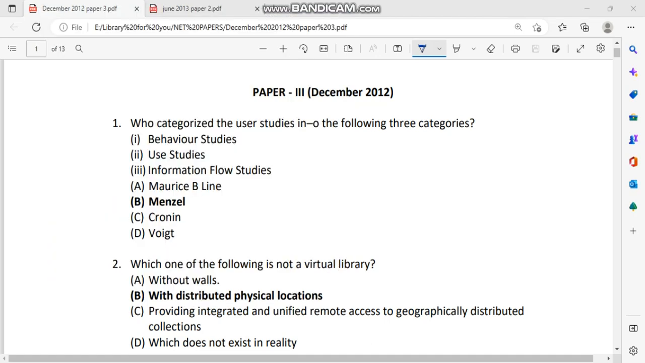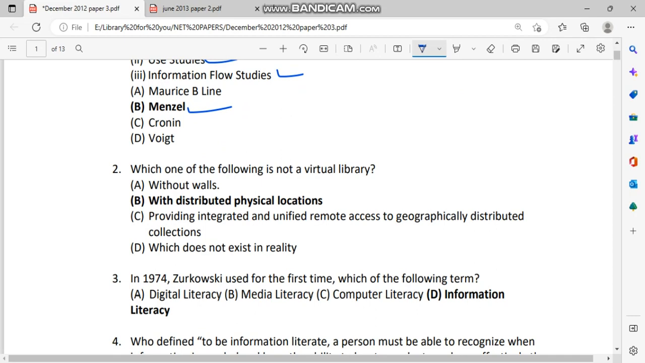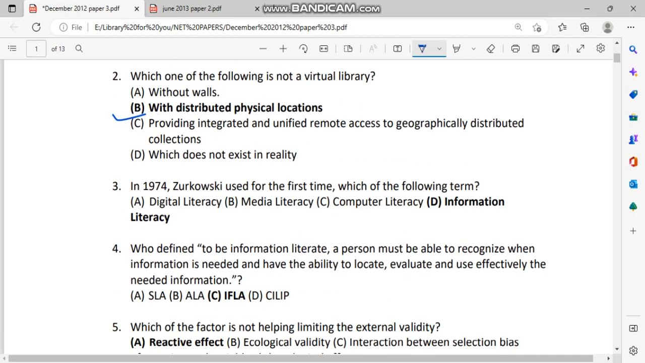Hello friends, today we will talk about the UGC NET Paper 3 of Library and Information Science, December 2012. Who categorized the user studies into the following three categories: behavior studies, user studies, information flow studies? By Menzel. Which one of the following is not a virtual library, that is, with distributed physical location?